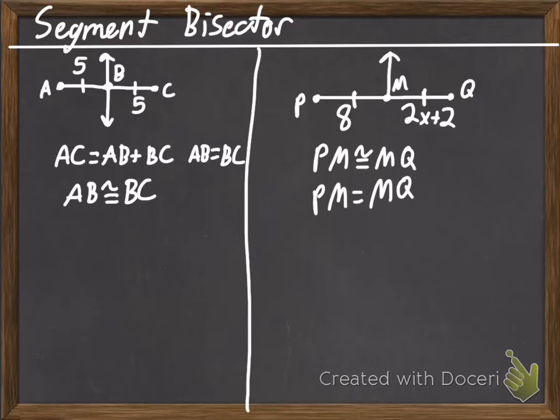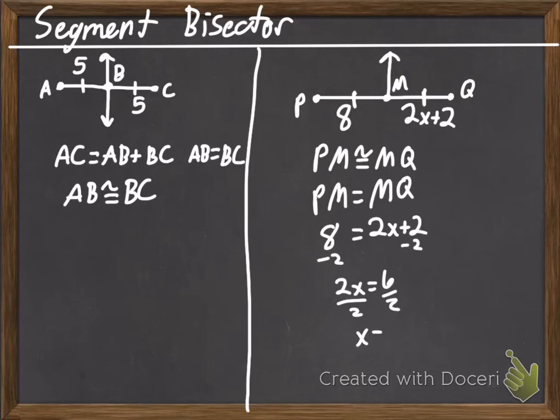Now we can just fill in the blanks. We know how much PM is. PM equals 8. We know how much MQ is. MQ equals 2x plus 2. And look what we have now, just a two-step equation. So we can solve that equation. Our x equals 3.